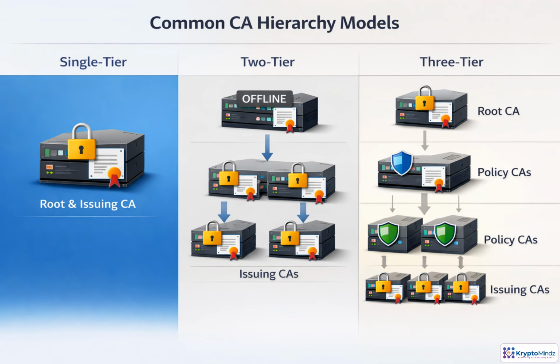CA hierarchies are all about trading simplicity for security and flexibility. A single-tier CA is easiest to run, but if it's compromised, everything is lost. A two-tier model adds an offline root that rarely changes, plus one or more online issuing CAs that handle day-to-day certificates. That's the most common design. A three-tier model inserts policy or intermediate CAs, giving large or regulated organizations fine-grained control at the cost of more servers and administration.